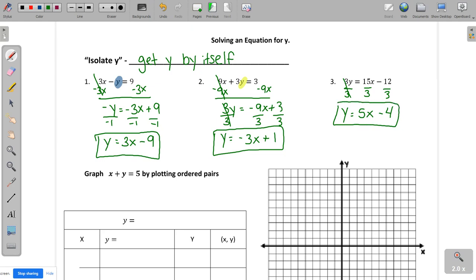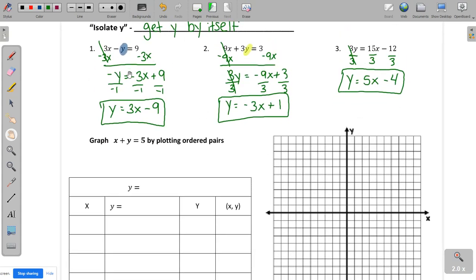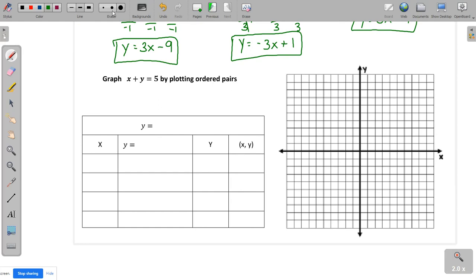So now, this last example we're looking at is we need to graph x plus y equals 5. So we're going to apply what we just did, isolating y, and then do our table and then graph our points. So we need y by itself first. To get y by itself, we need to subtract x from both sides. So we have y equals 5 minus x. Or you could have written it y equals negative x plus 5. I'm going to do it the first way, 5 minus x.